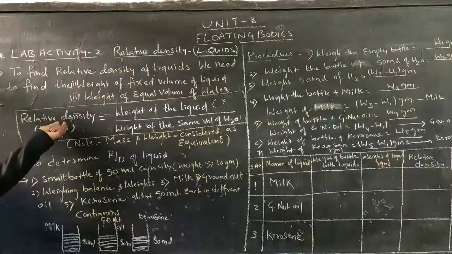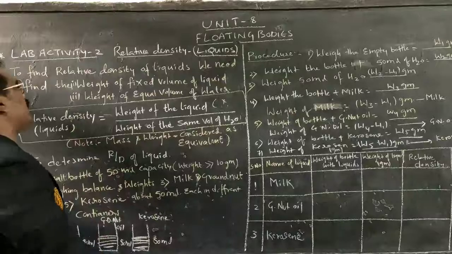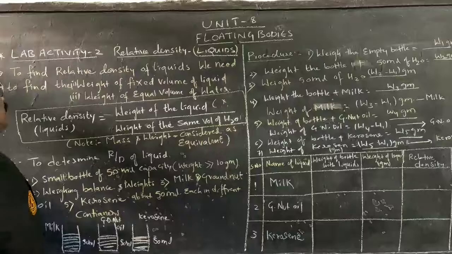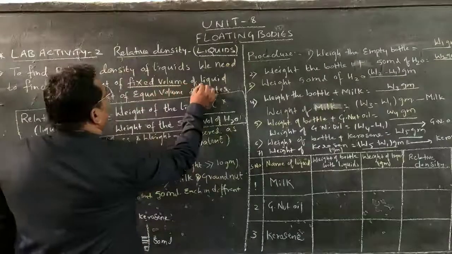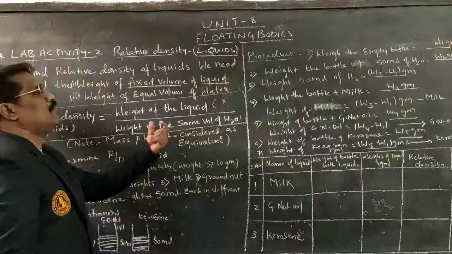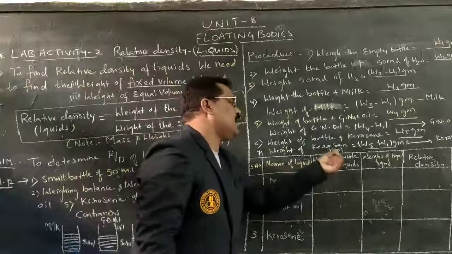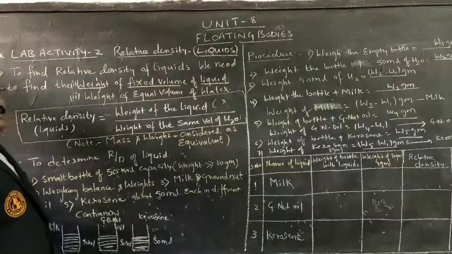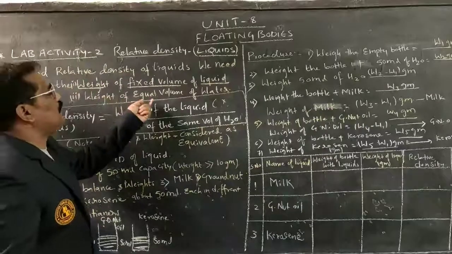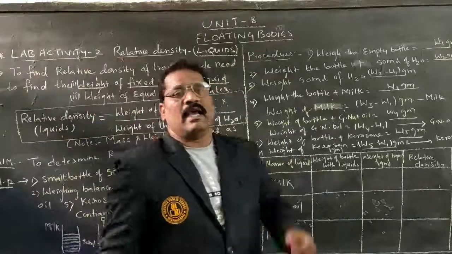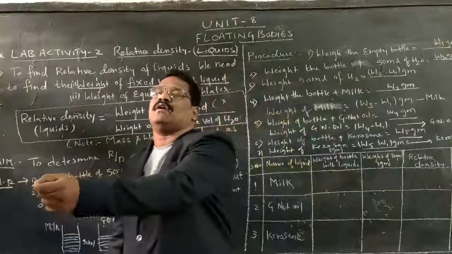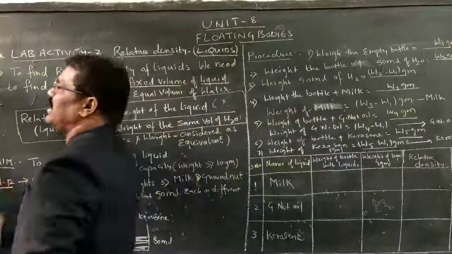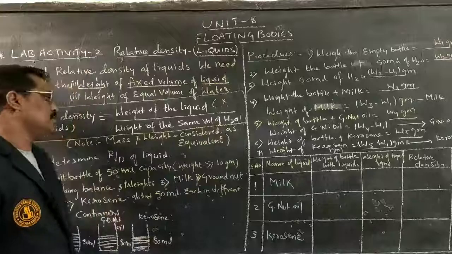To calculate the density of a liquid, we need to find 2 things. First one is the weight of a fixed volume of liquid; we have to weigh that fixed volume of liquid. Second one is the weight of an equal volume of water; again we have to weigh the same volume of water. The ratio of those two will give us the relative density of a liquid.